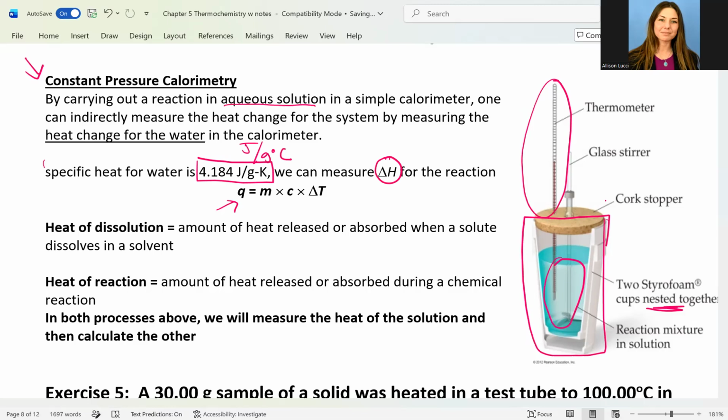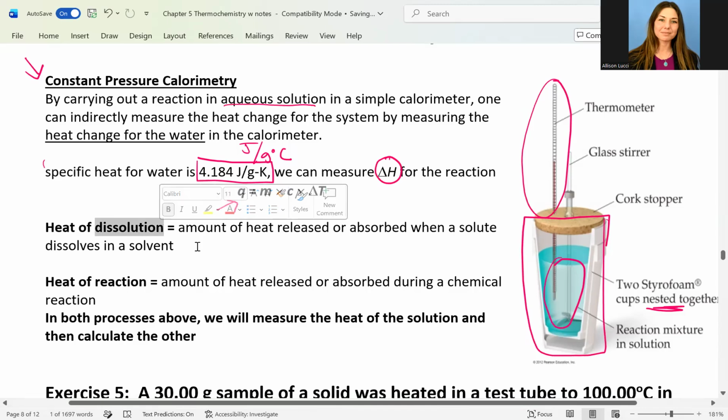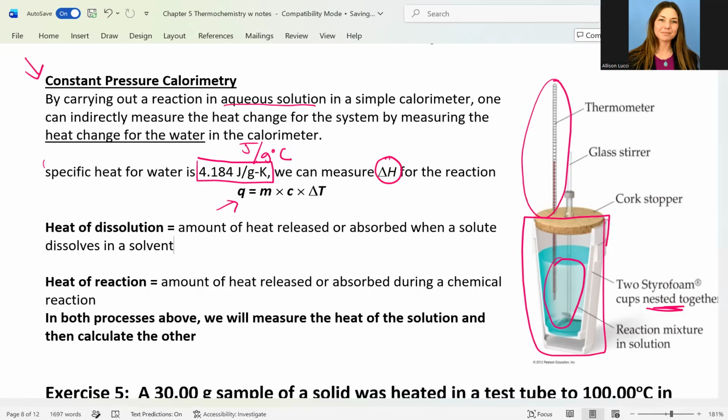Some other terms that we might want to define here are that of heat of dissolution. This is when something dissolves. This heat of dissolution is the amount of heat that is released when a solute dissolves in a solvent. For example, if we dissolved sodium hydroxide pellets in water, that could release heat, and then something like ammonium nitrate, when we dissolve that, may absorb heat, so our beaker would feel cold.